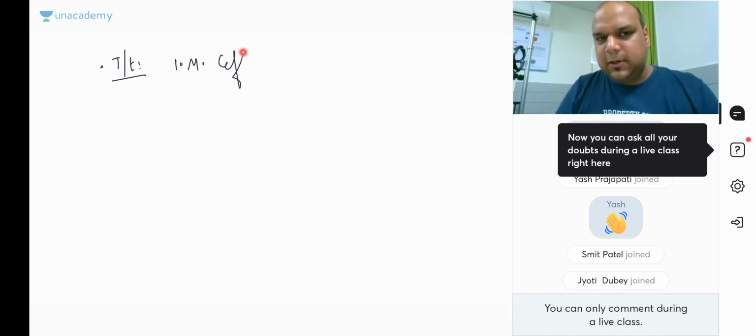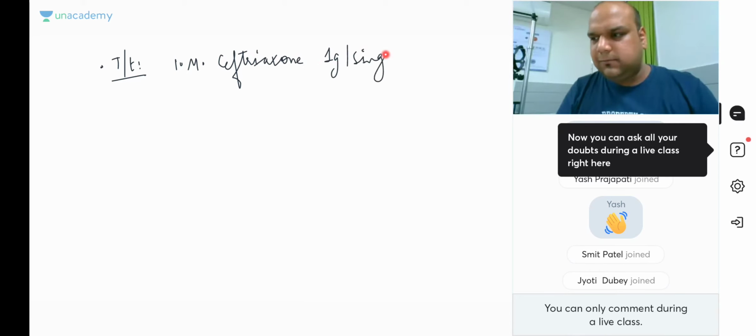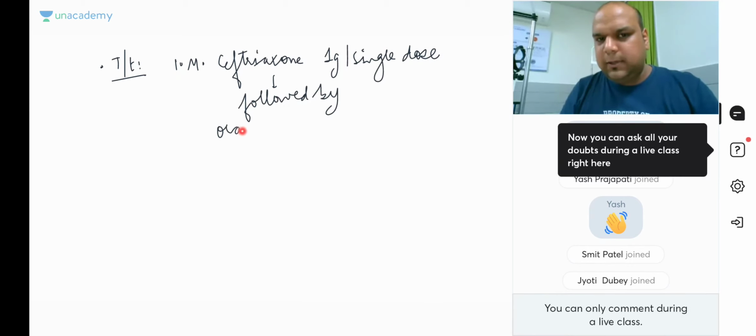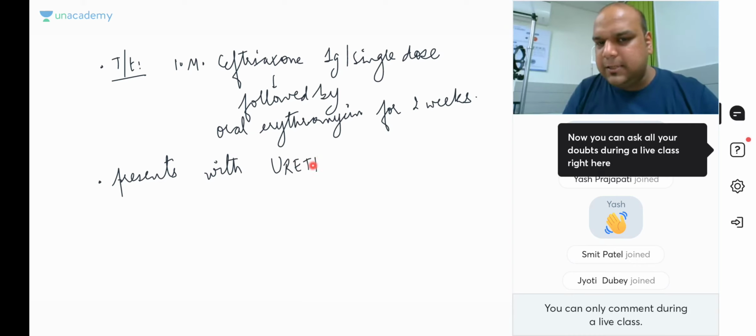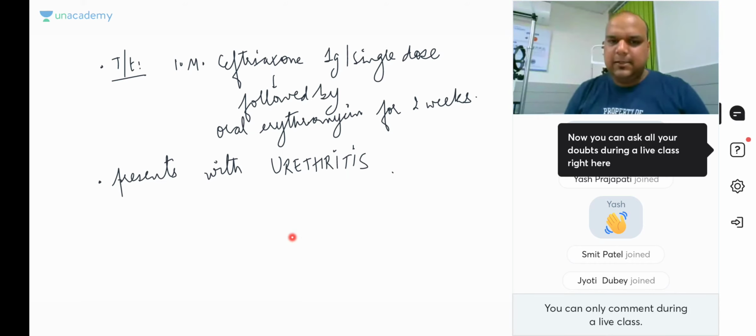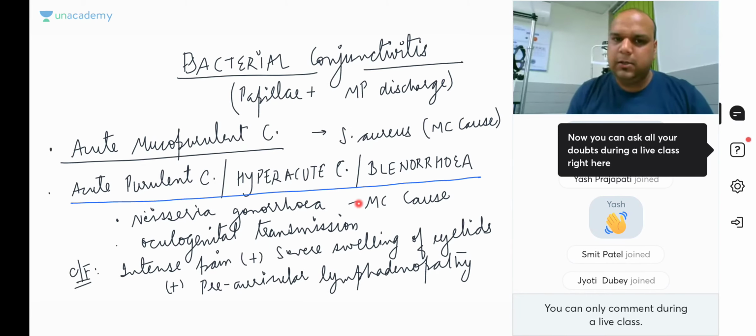So it is intramuscular ceftriaxone, 1 gram single dose. This is to be followed by oral erythromycin for 2 weeks. This blenorrhea almost always presents along with urethritis. Again, please remember it is gonorrhoeae, genitals, oculogenital. So that's the second condition in bacterial conjunctivitis, which is an important condition. It presents with urethritis along with conjunctivitis, with intense pain, whatever I have told you. The first condition was acute mucopurulent, the second condition is hyperacute or blenorrhea.